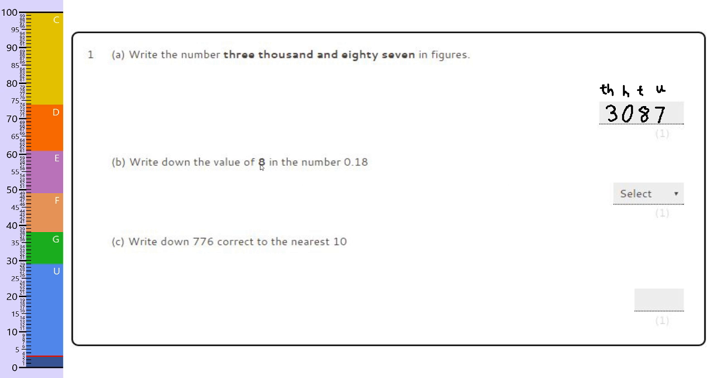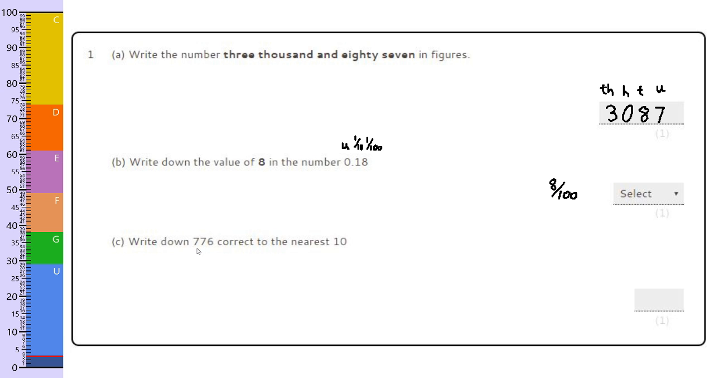Write down the value of 8 in the number 0.18. So working with our place value, this is the units, and this is what's called the tenths, and the 8 is in the hundredths column. Okay, so the 8 is 8 hundredths. Okay, so they actually accept this as a fraction, or you could just write it as words. 8 hundredths is absolutely fine, but this is normally what they like to see as the answer.